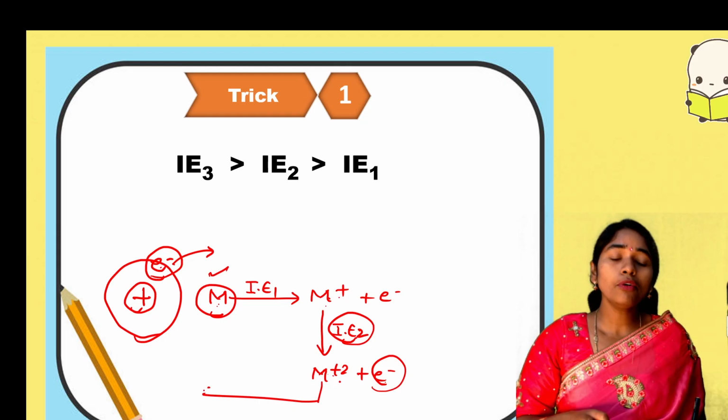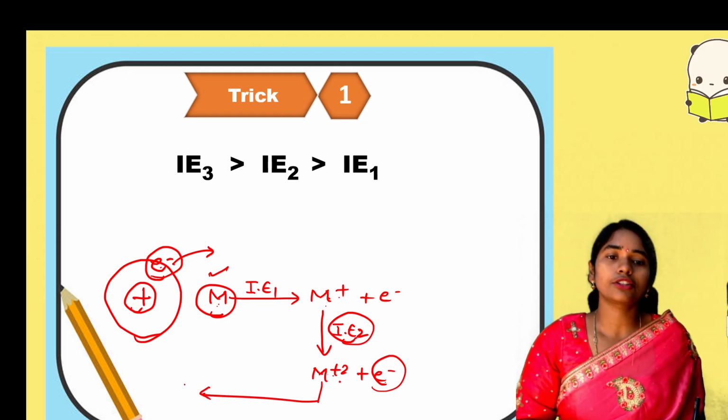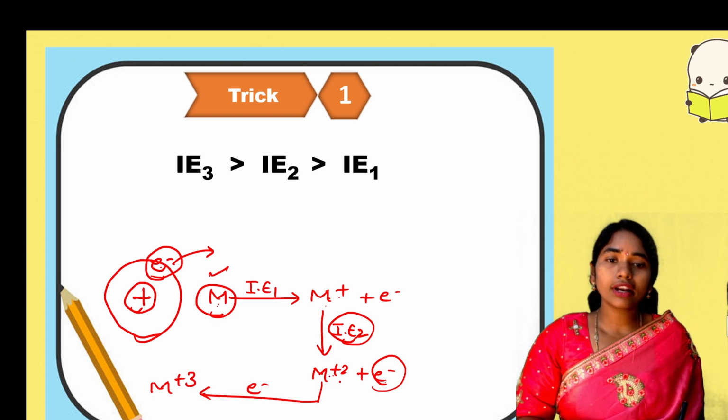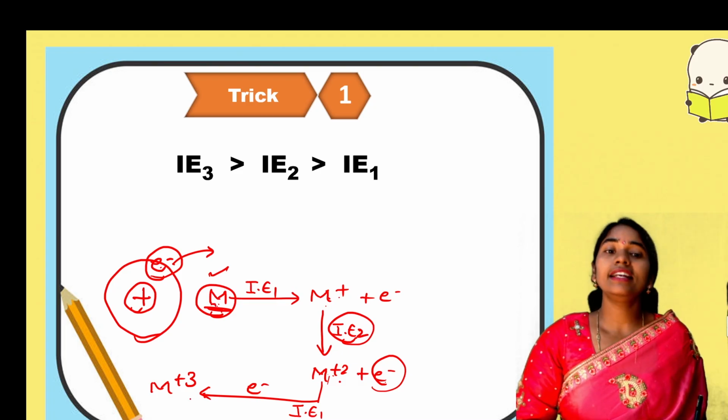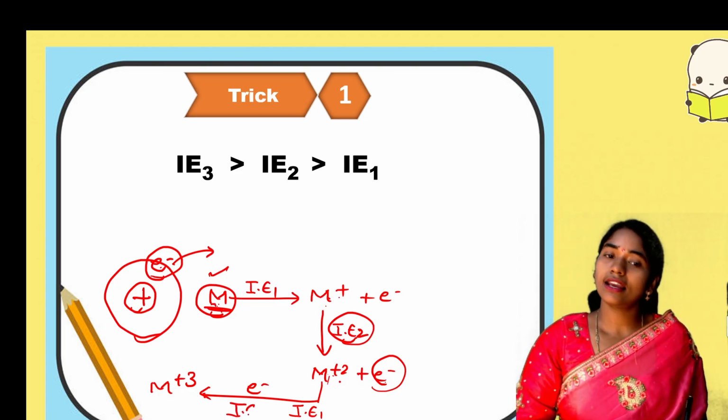Okay, and if you are removing the third electron, then it is called IE3. So for this step, it is IE1 only. For this step, it is IE1 only. But from the metal, removing the third electron, it is IE3. Got it?